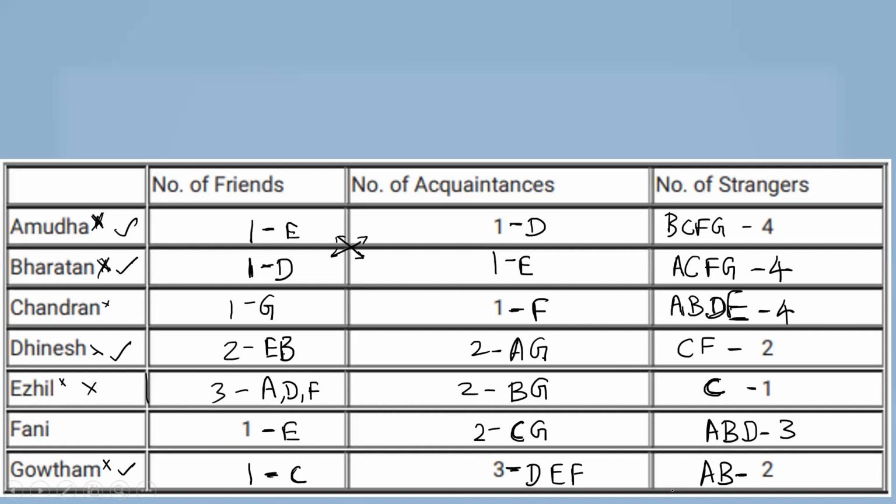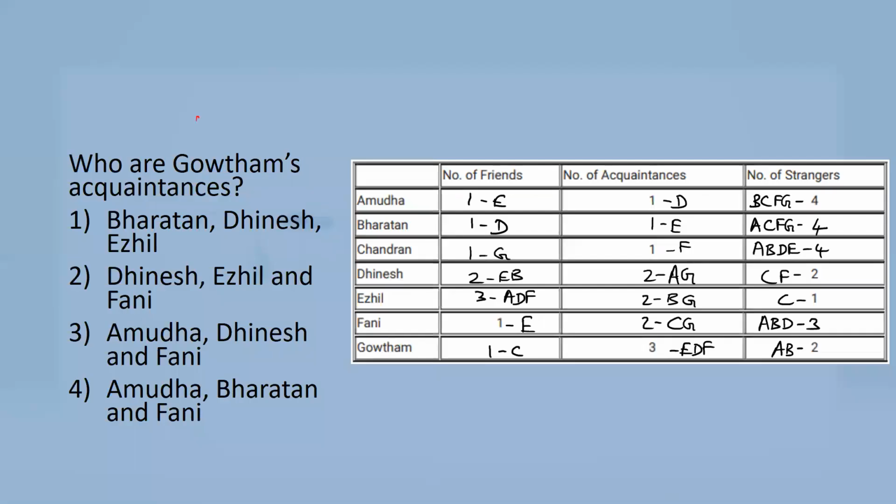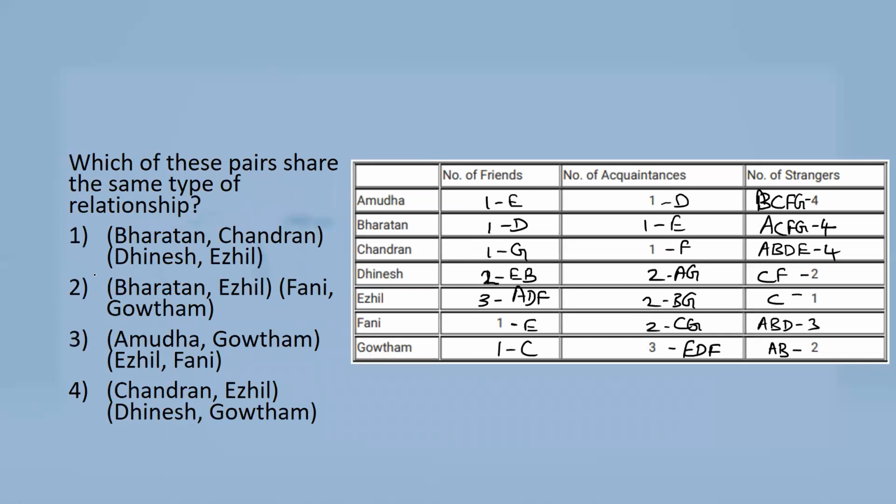So all the details have been filled in. So we can answer the questions now. Who are Gautam's acquaintances? Gautam's acquaintances are Elil, Dinesh, and Funny. Now which of these pairs share the same type of relationship? So who is sharing? Bharatan and Chandran.